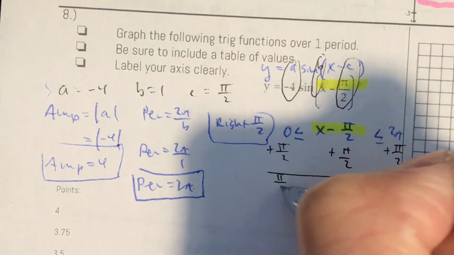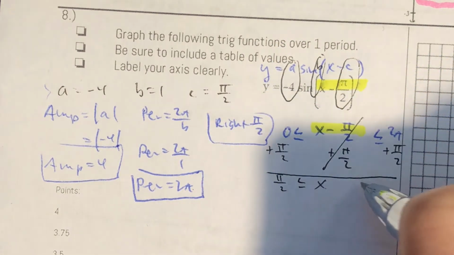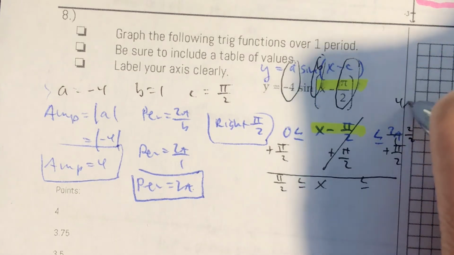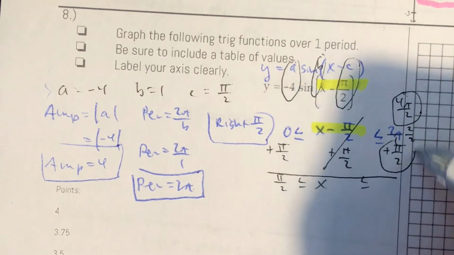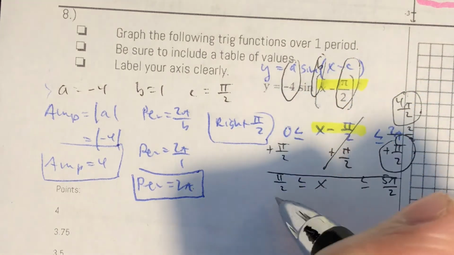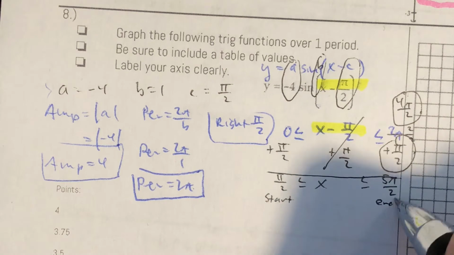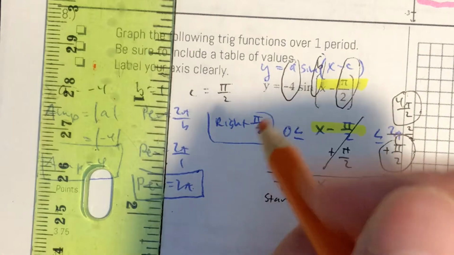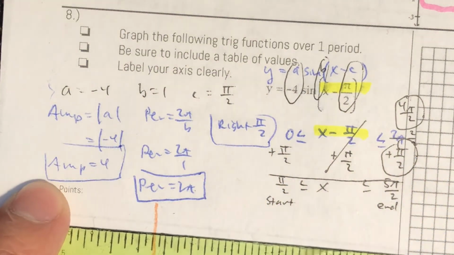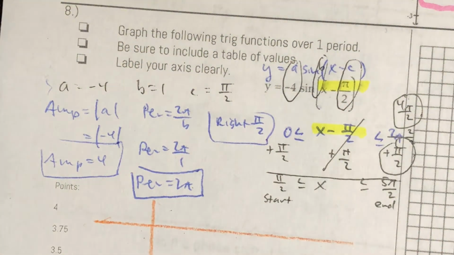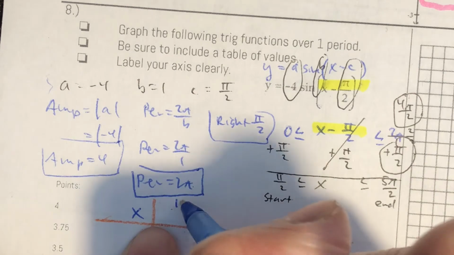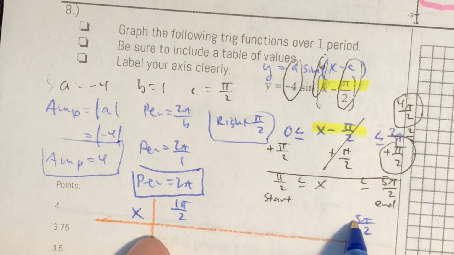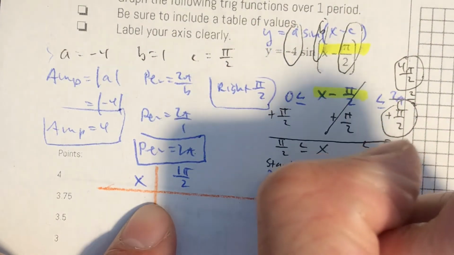So you're going to get pi over 2 less than or equal to x less than or equal to, if I multiply this by 2 over 2, this gives me 4 pi over 2. So 4 pi over 2 plus 1 pi over 2 gives me 5 pi over 2. This will be my start, and this will be my end. So my x values, I have 1 pi over 2 and 5 pi over 2. 1 plus 5 is 6, and 6 divided by 2 is 3 pi over 2.